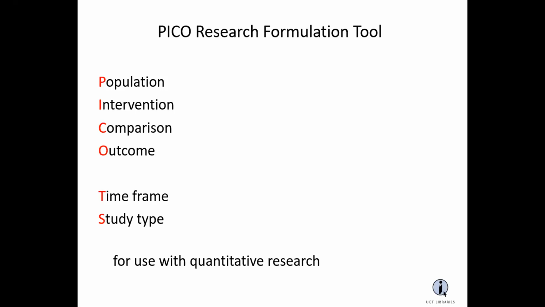It's PICO. Sometimes people put a TS, PICOTS, at the end of it. And PICOTS is mostly of use. You can use it with both quantitative and qualitative studies, but it's specifically aimed at quantitative research. And it allows you to ask the question, what is your population? So from your research question, you ask, what is your population? Who are you dealing with?